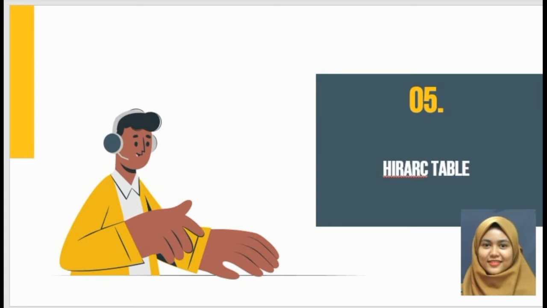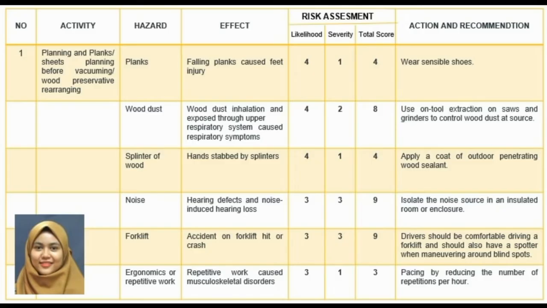I would like to continue with the hierarchy table. Firstly, we can see that there are a few types of hierarchy in this table. The first activity is planks or sheets, planning before vacuuming, or wood preservative rearranging. There are a lot of types of hazard.